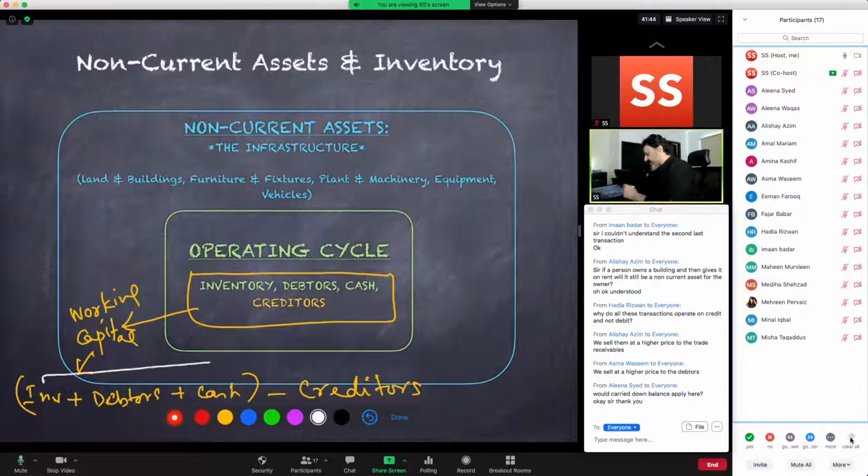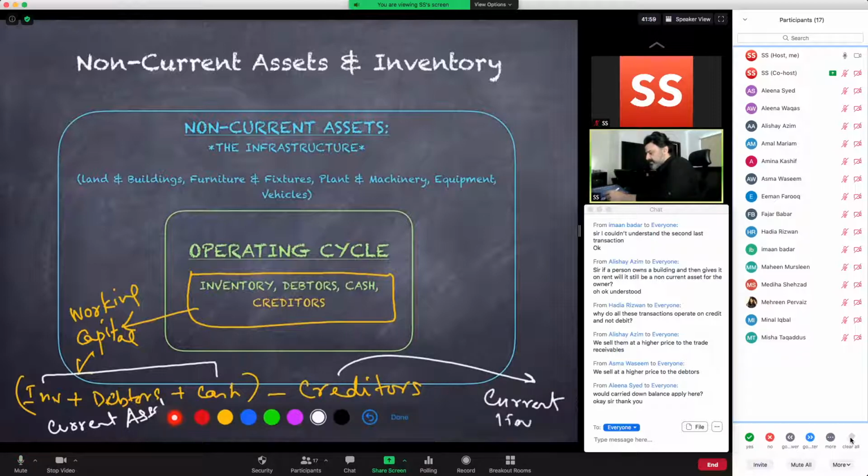So inventory, debtors, and cash are your current assets. We call them current assets, right? And creditors are what we call current liabilities. In accounting, when we use the term current, that means something which has an age of less than 1 year. If something has an accounting age of less than 1 year, we always use the term current with that. And if something has more than 1 year's lifespan, whether it is an asset or a liability, we call it non-current or long-term, right?